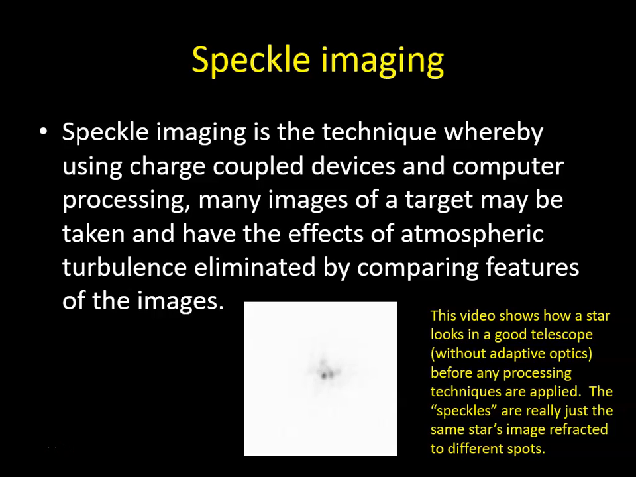Now, in terms of canceling out the effects of atmospheric turbulence in your imaging, one way without adaptive optics is to use something called speckle imaging, where many images of the target are taken and you have the effects of atmospheric turbulence eliminated just by comparing features of the images and kind of moving them around and laying them on top of each other. This is perhaps somewhat similar to a technique called lucky imaging, where what you do is, instead of taking one long time exposure, you take a whole bunch of very short time exposures, like fractions of a second.